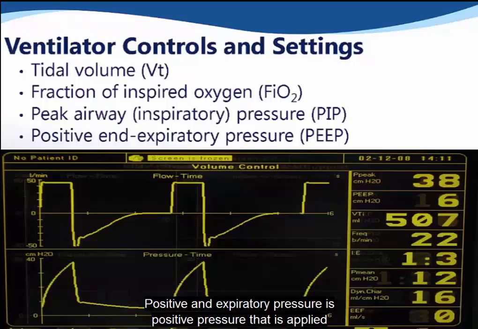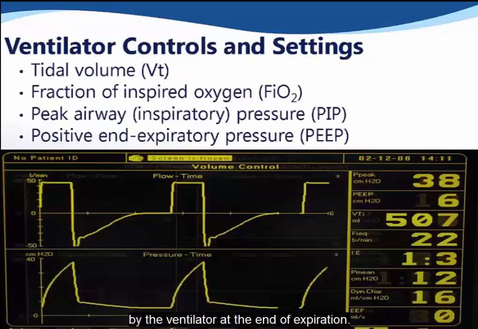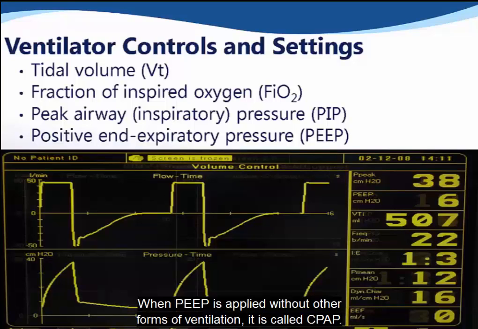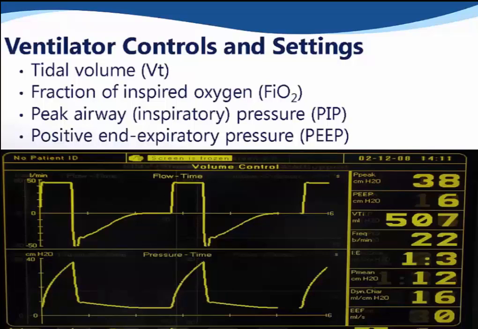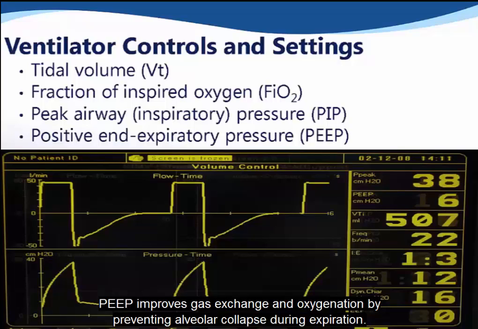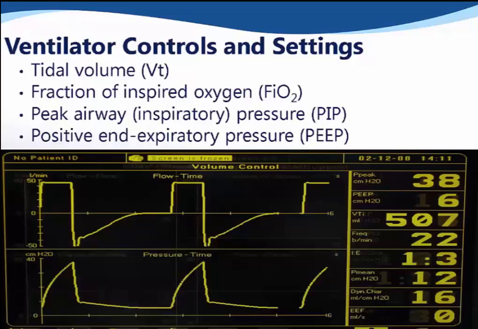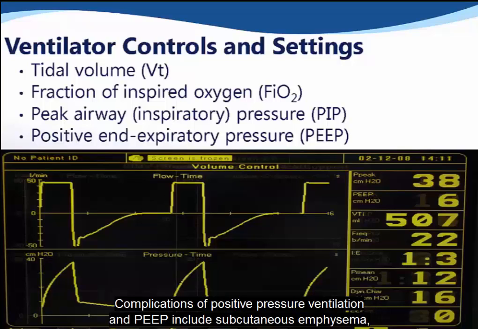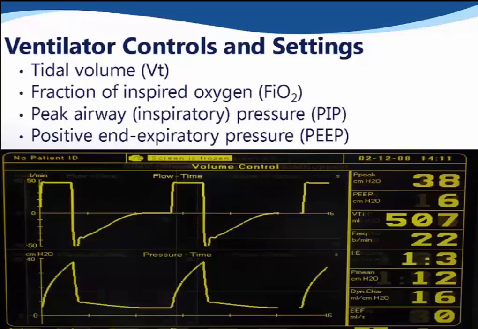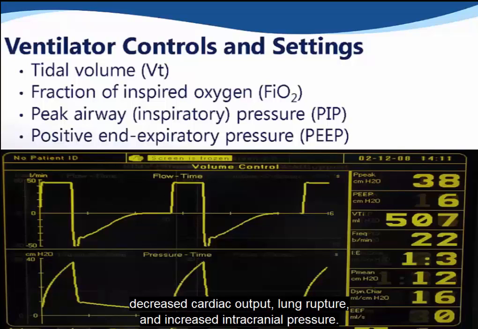Positive end expiratory pressure is positive pressure that is applied by the ventilator at the end of expiration. When PEEP is applied without other forms of ventilation, it is called CPAP. PEEP improves gas exchange and oxygenation by preventing alveolar collapse during expiration. Complications of positive pressure ventilation and PEEP include subcutaneous emphysema, decreased cardiac output, lung rupture, and increased intracranial pressure.